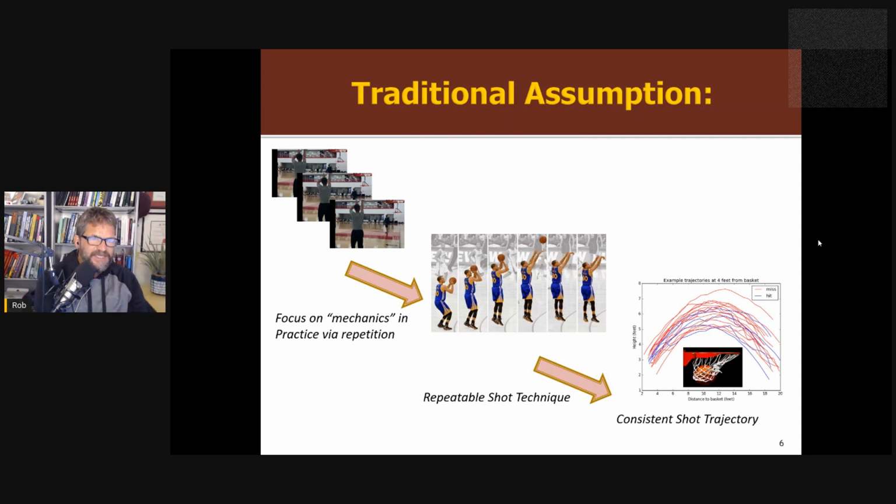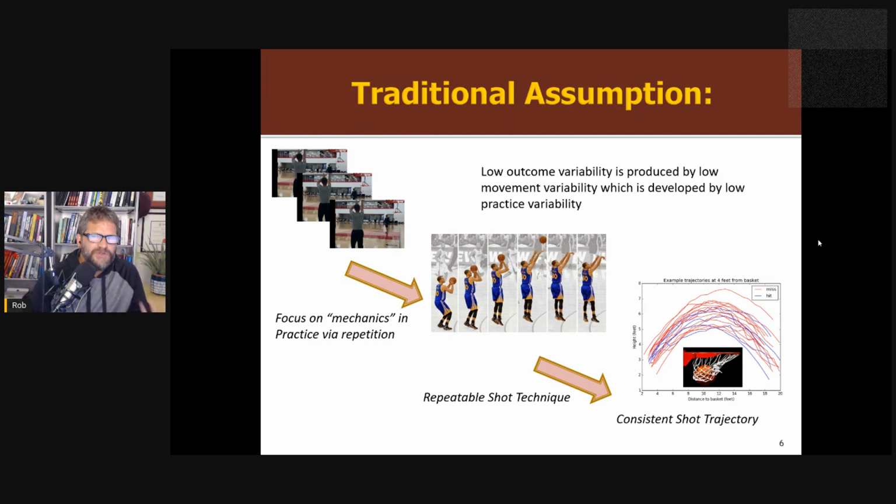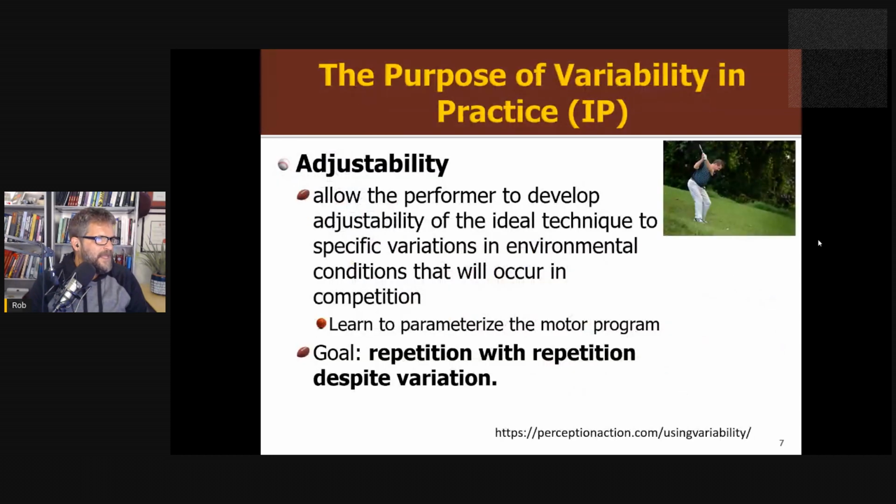And we achieve this in practice through focusing on mechanics, right? We're going to focus on your technique, what you're doing with your elbow, where your hands are, and we're going to practice through repetition. We're going to teach you the one correct way to do this. Okay, so that's the traditional view. So low outcome variability, which we want, is produced by low movement variability, which is developed through low practice variability, isolated shooting, repetition, and so on.